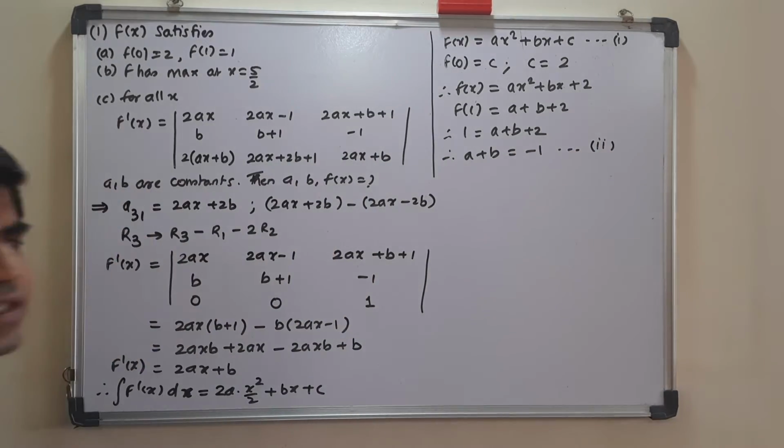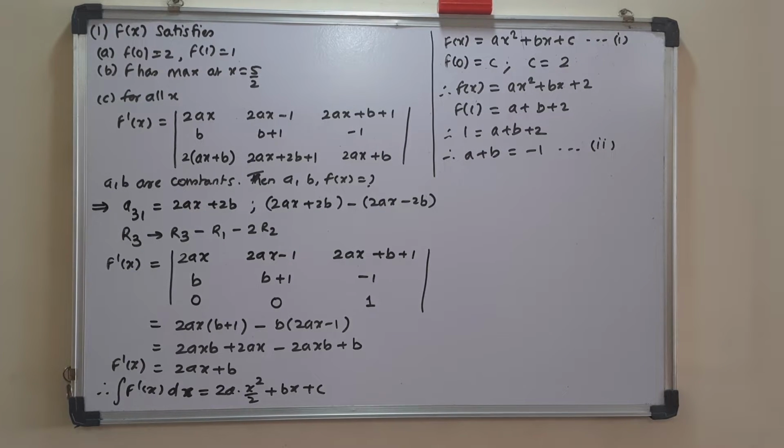That means I just have to get one more relationship in terms of a and b. I will get that relationship with the second point which has been told, that the function has a maximum at x is equal to 5 by 2. As I discussed earlier, if it is a maximum, that means it is a critical point, and if it is a critical point, that means it comes from f dash x is equal to 0.